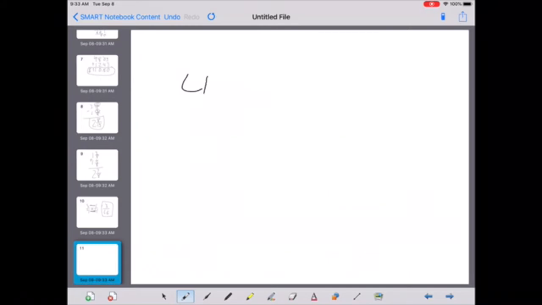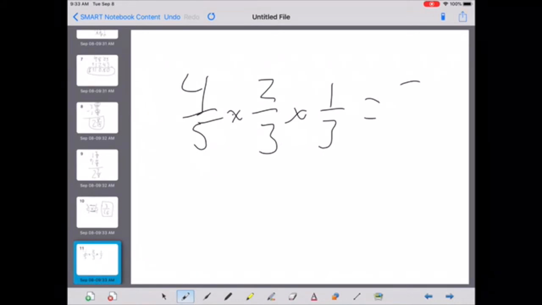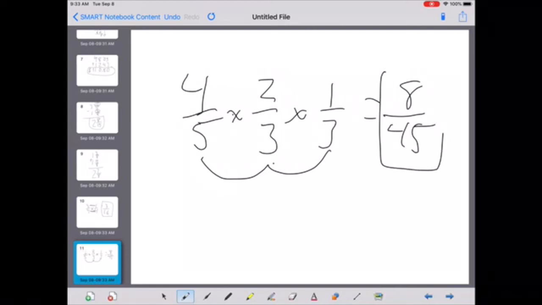Number 23. Another multiplication problem. This one's a little bit longer. 4/5 times 2/3 times 1/3. I was writing dots there. 4 times 2 times 1 is 8. I'm going to go backwards. 3 times 3 is 9, times 5 is 45. Kept it as single-digit multiplication by going the commutative property on us. You certainly could have done 5 times 3 is 15, times 3 is 45. I thought it'd be easier.